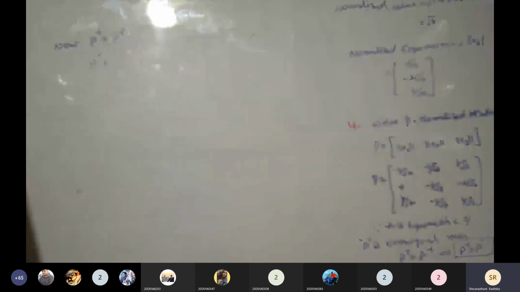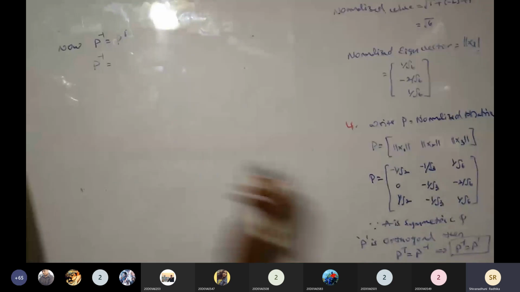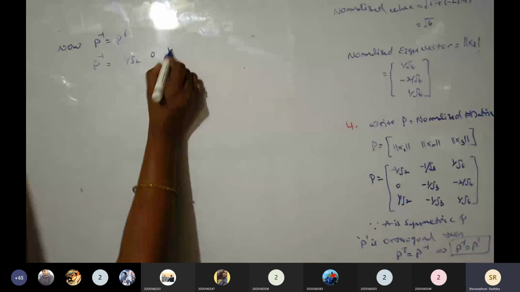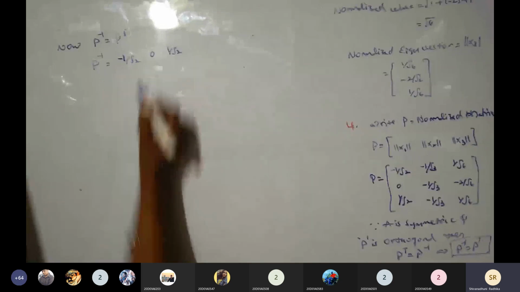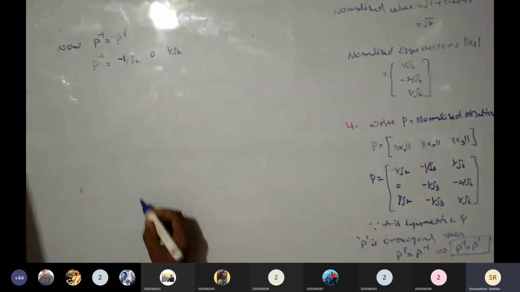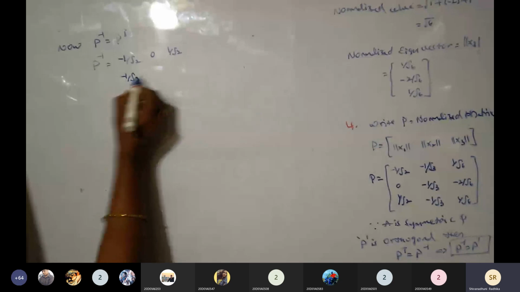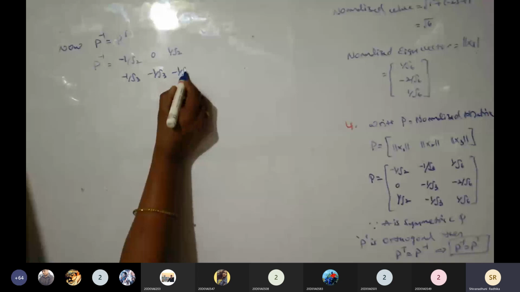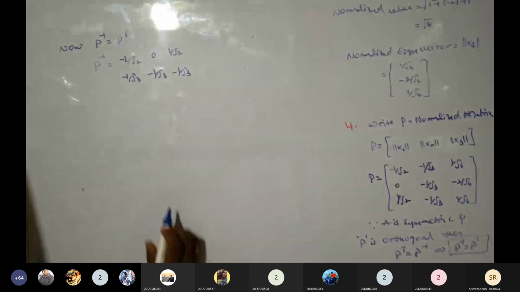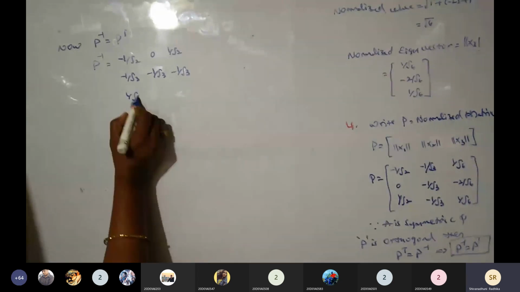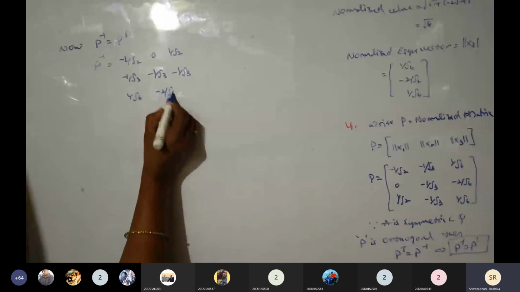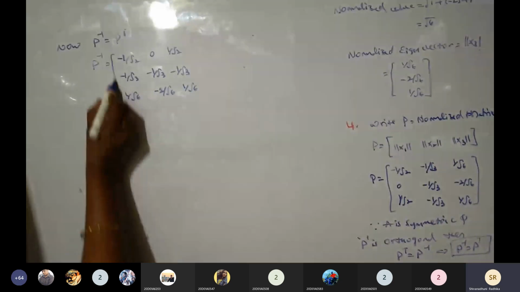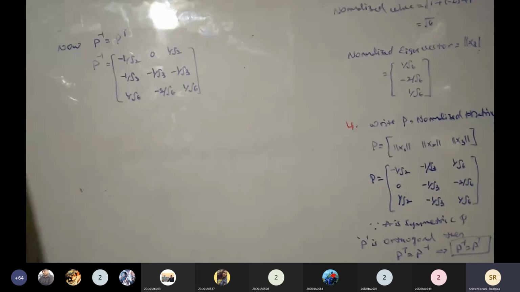It is clear? So, this one, first column becomes the first row: minus 1 by root 2, 0, 1 by root 2. Second column becomes the second row: minus 1 by root 3, minus 1 by root 3, minus 1 by root 3. Third column becomes the third row: 1 by root 6, minus 2 by root 6, and 1 by root 6. Clear, all of you? Now P inverse is completed here.